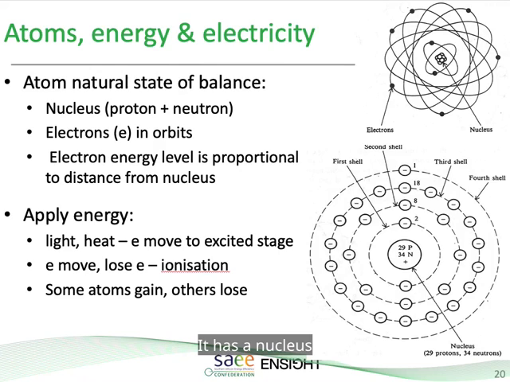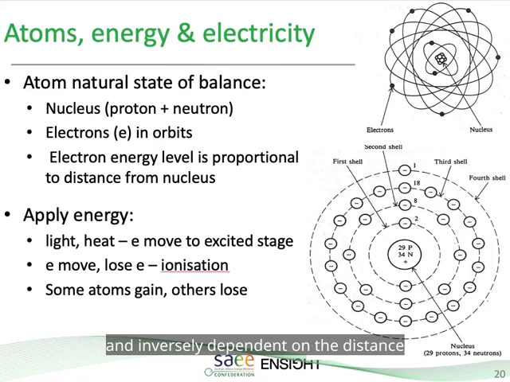It has a nucleus that contains protons and neutrons, and electrons in orbits, and electron energy level is proportional to the distance from the nucleus. An electron further from the nucleus has higher potential energy than an electron closer to the nucleus. Thus, it becomes less bound to the nucleus, since its potential energy is negative and inversely dependent on the distance from the nucleus.